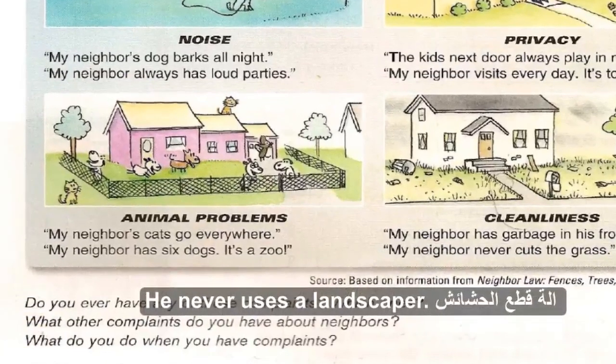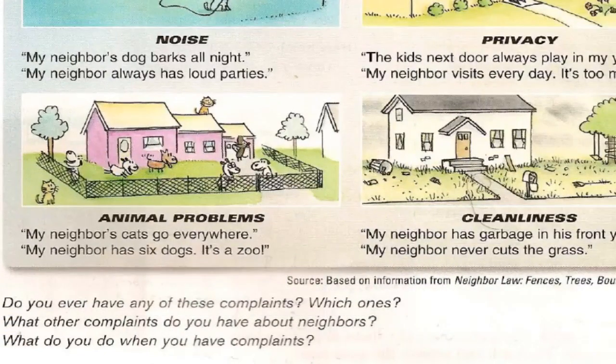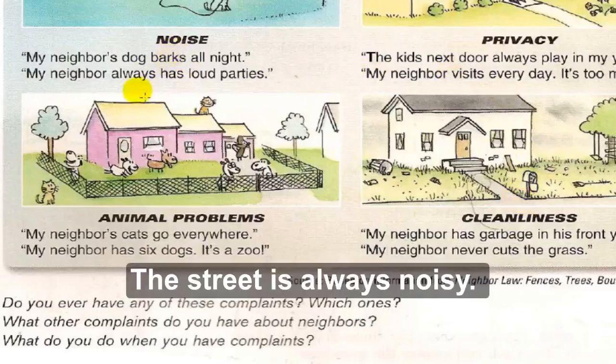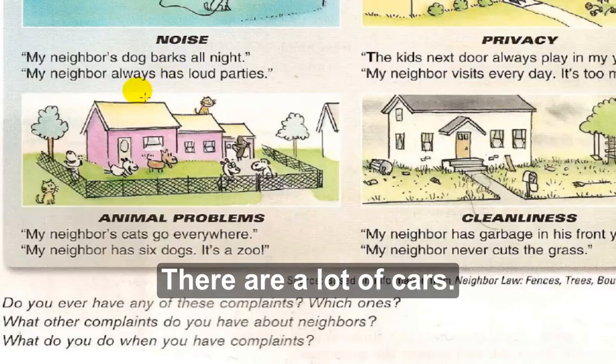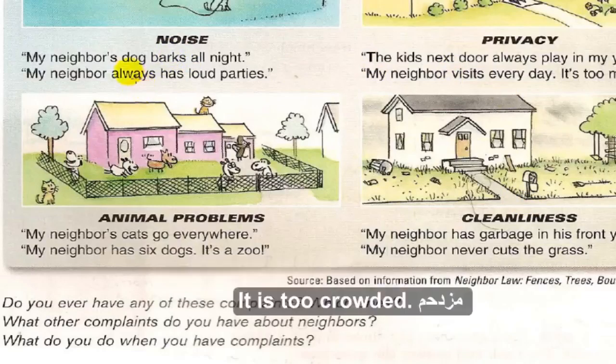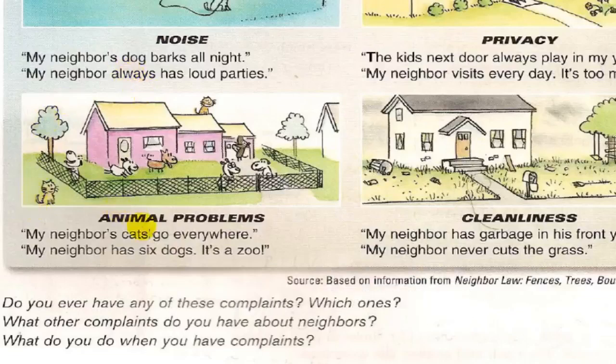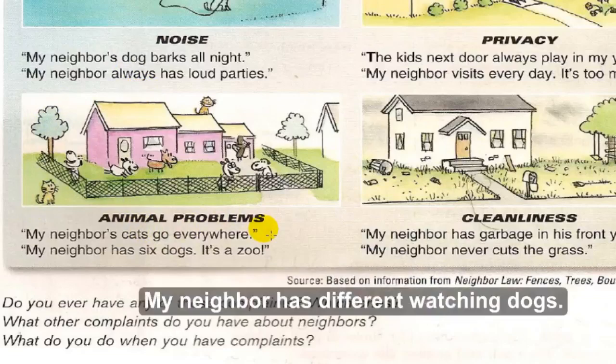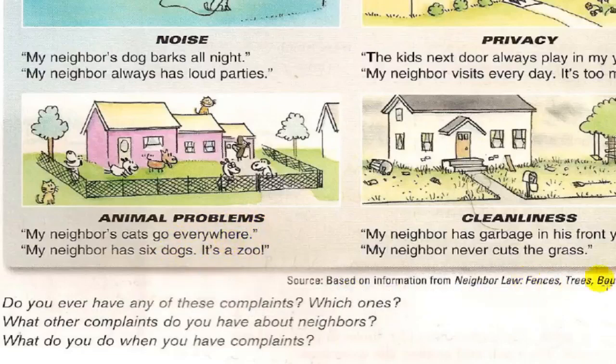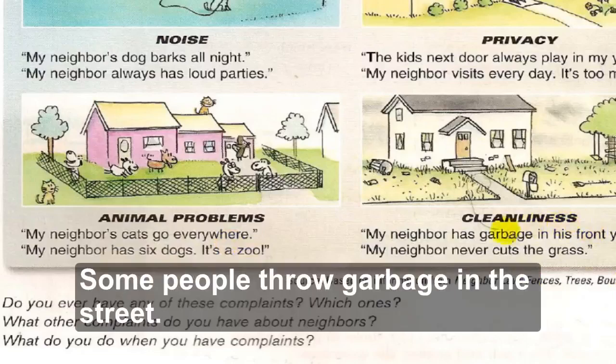First question. Do you ever have any of these complaints? Which ones? Do you have any of these problems? Which one do you have? Noise. The street is always noisy. There are a lot of cars. It's too crowded. Animal problems. My neighbor has different watching dogs. Cleanliness. Some people throw garbage in the street.